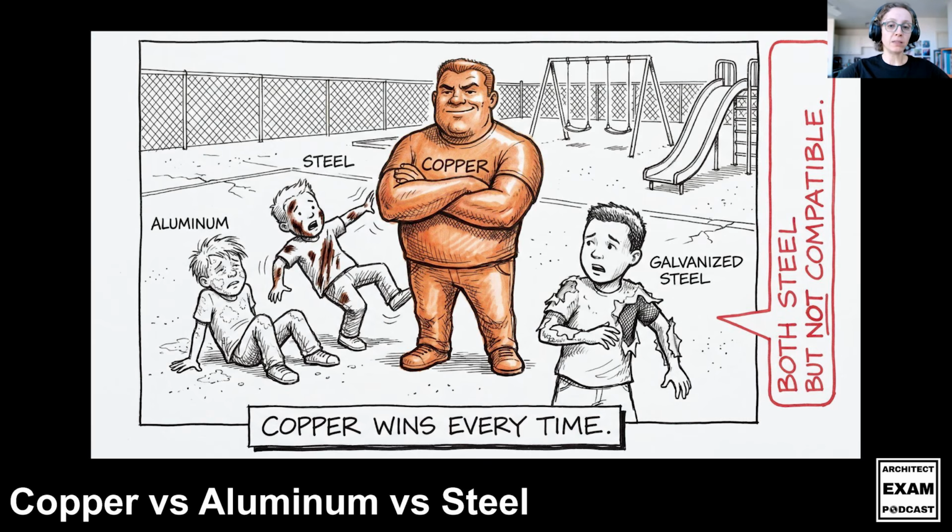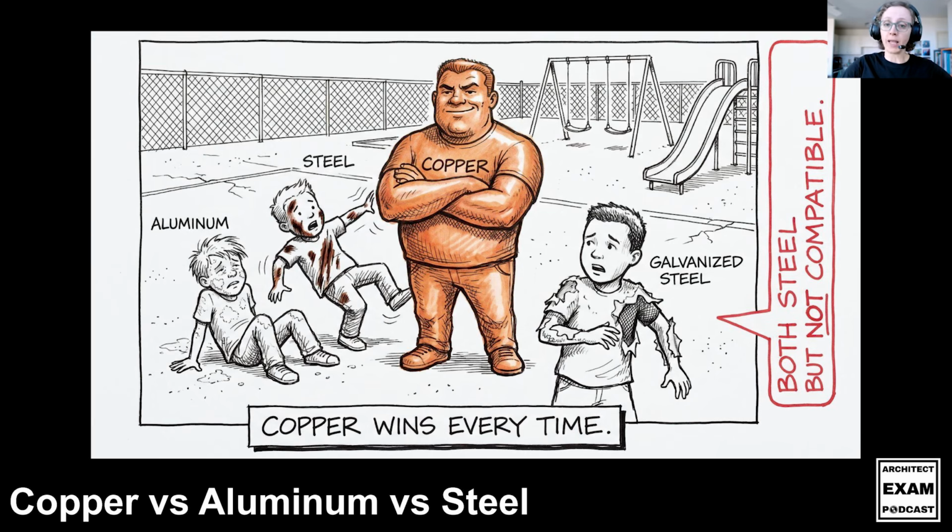Next, copper and steel or iron. Same story. Copper wins. The steel or iron corrodes. Watch for copper pipes or copper flashing anywhere near steel lintels or steel supports. If moisture can bridge the gap between them, you've got a problem.